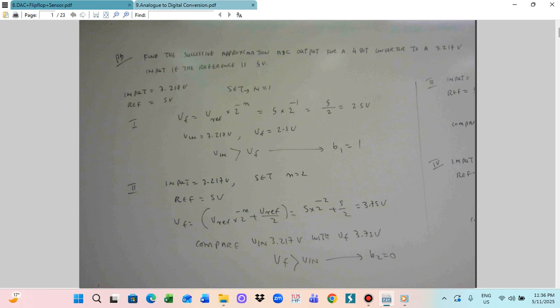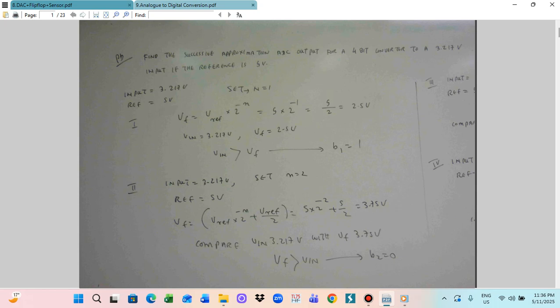So the Vin is 3.217, Vf is 2.5. You can see that Vin is greater than Vf, so B1 is 1. So long as Vin is greater than Vf, you take B1 as 1. This is for the first comparison: you take the input 3.217 volts and compare it with this voltage. So you set n equal to 1.